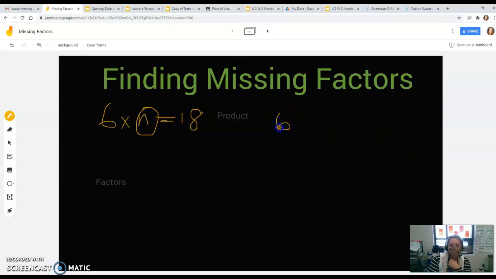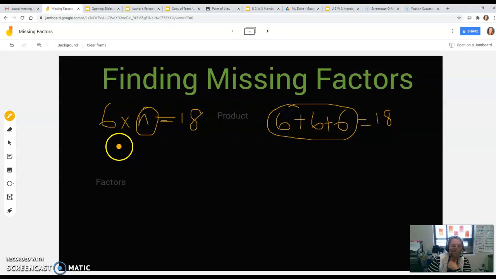So essentially what we can do is we can add 6 until we get to 18. So 6 plus 6 is 12. And then plus another 6 gets me to 18. Therefore, since I added 3 6's, my missing number n would be 3. So if I took 6 times 3, I would get 18. So my missing factor was 3.